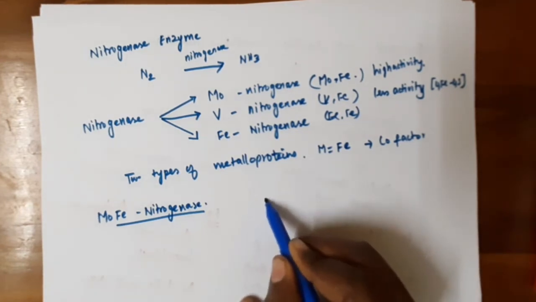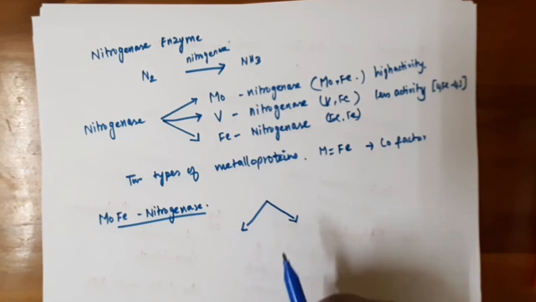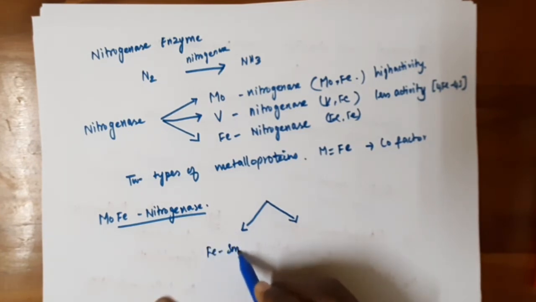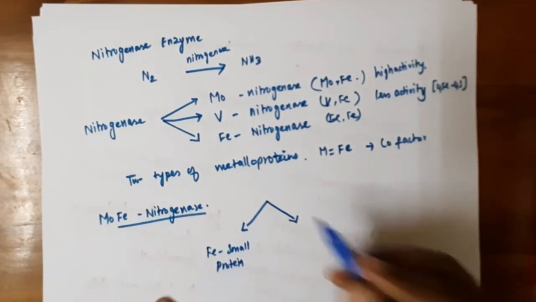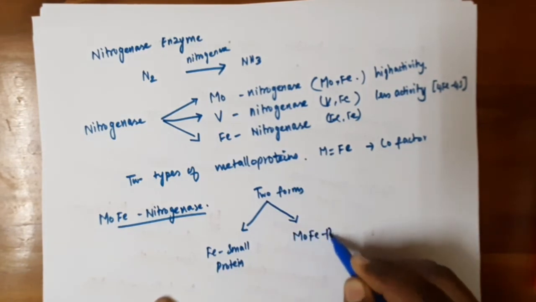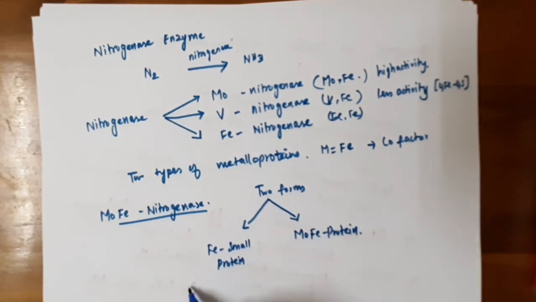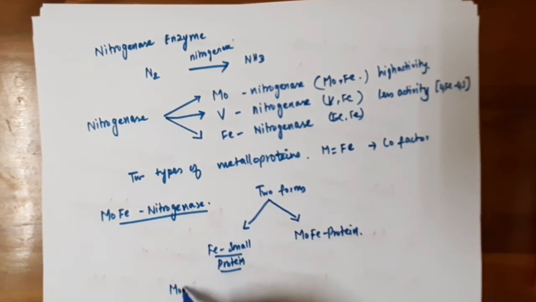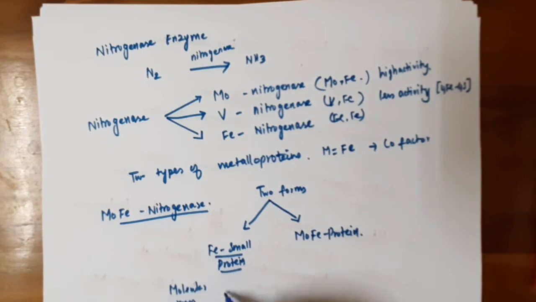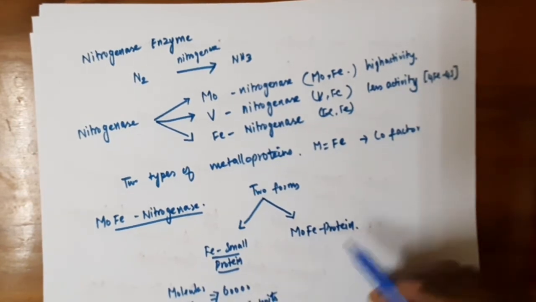If you see this structure, it has 2 types of protein, having 2 types of cluster. One is the iron protein, the small protein, and another is the molybdenum iron protein. If you see the molecular mass, the small protein has a molecular mass of 60,000 units. It is composed of 2 Fe4S4 units. Let me show the structure of this.